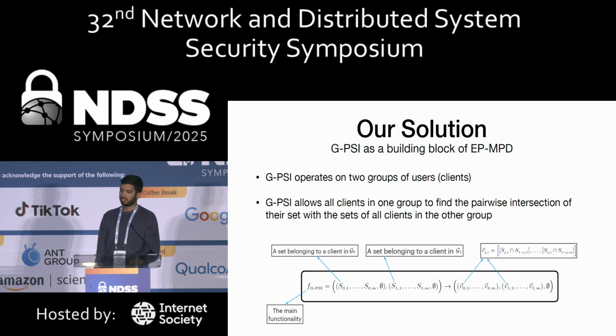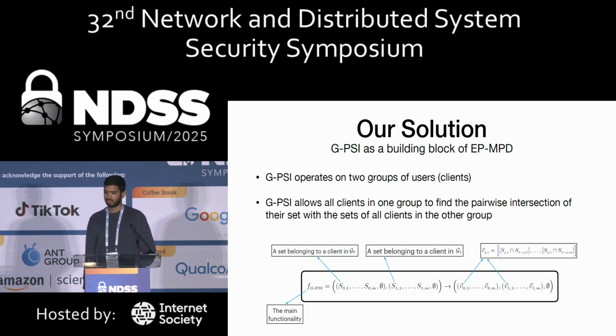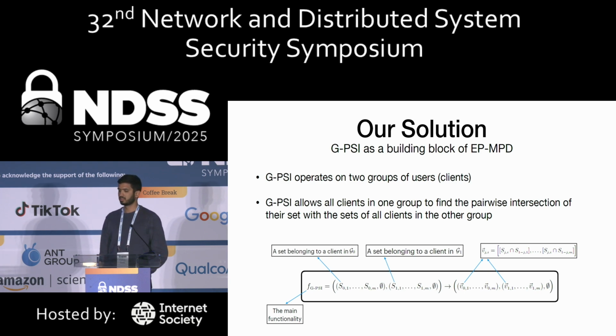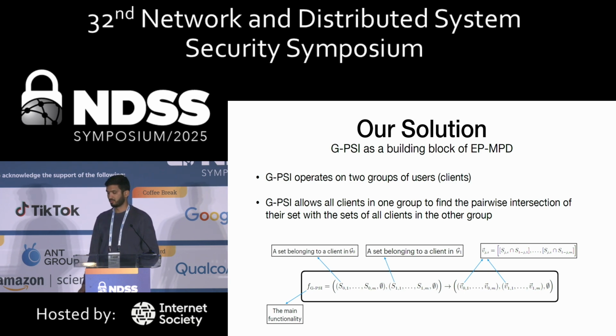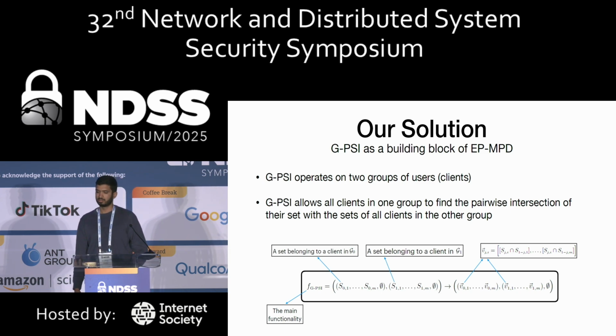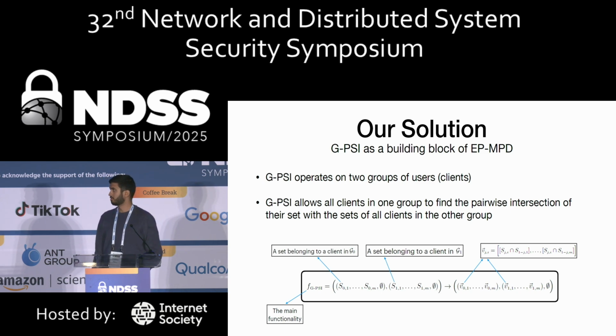So now I'll be presenting the new notion of group PSI that we introduce, which is used as a building block of our solution EP-MPD. The group PSI protocol operates on two groups of users or clients, and this is different from the PSI protocol, which is in a two-party setting. The group PSI allows all clients in one group to find the pairwise intersection of their set with the set of all clients in the other group.